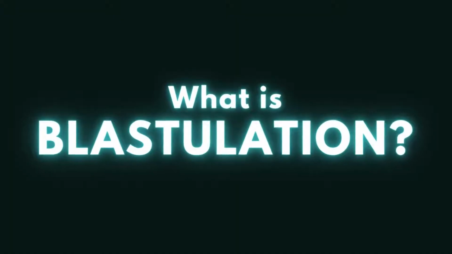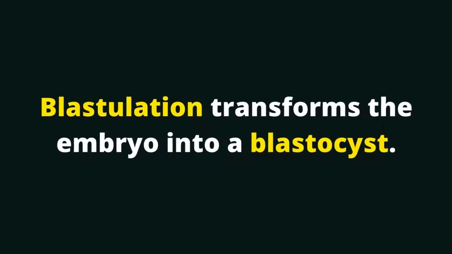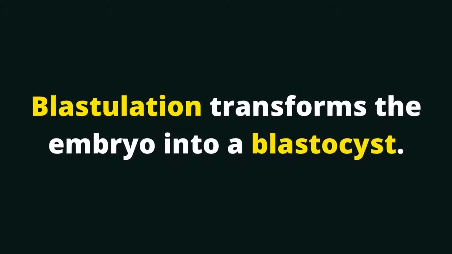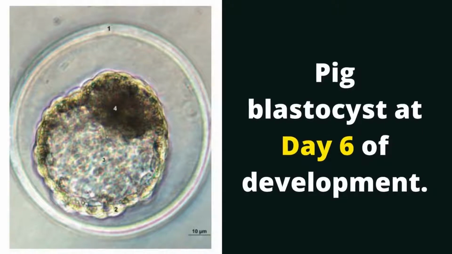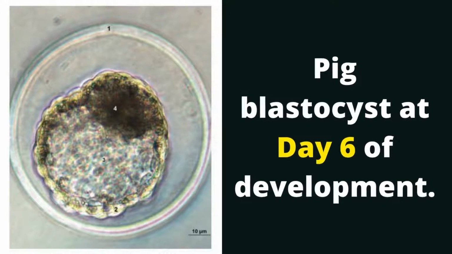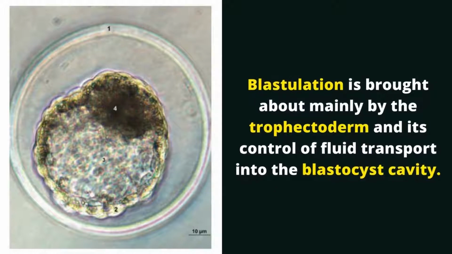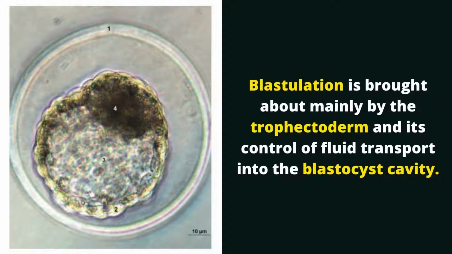So what does it mean when we talk about blastulation? Blastulation transforms the embryo into a blastocyst, usually within the uterine lumen during the first week of development. In this figure, you can see the pig blastocyst at day 6 of development as seen through the stereo microscope. Blastulation is brought about mainly by the trophectoderm and its control of fluid transport into the blastocyst cavity. Eventually, the inner blastomeres become positioned at one pole of the embryo, forming the inner cell mass or the ICM, as you can see in this figure.